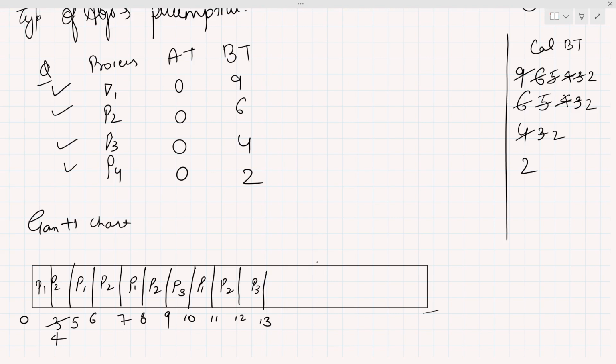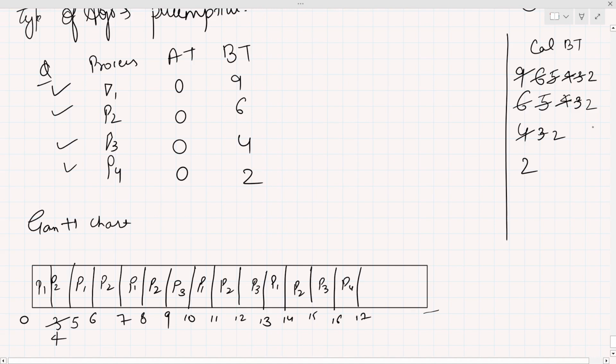So P1 comes first, then P2, then P3 and then P4. So P1 from 13 to 14, P2 from 14 to 15, P3 from 15 to 16, and P4 from 16 to 17. Now the remaining burst time was 1, so one burst time is left. Select the process which comes first: P1 17 to 18, P2 18 to 19, P3 19 to 20, and P4 20 to 21. After that all the processes are completed.